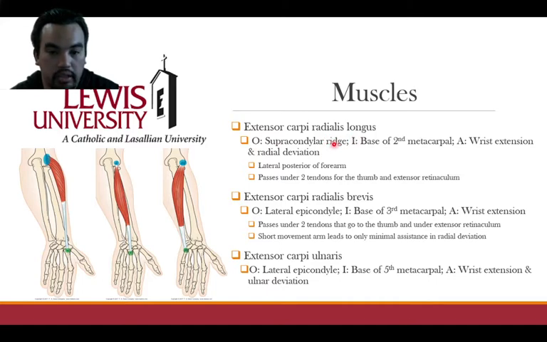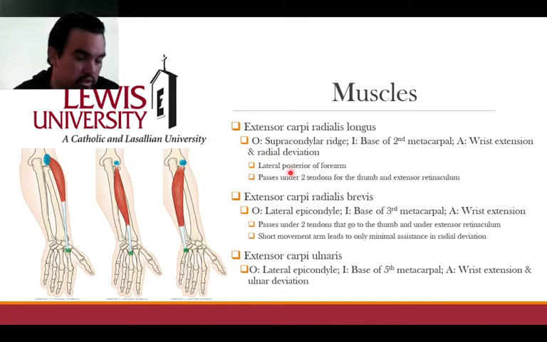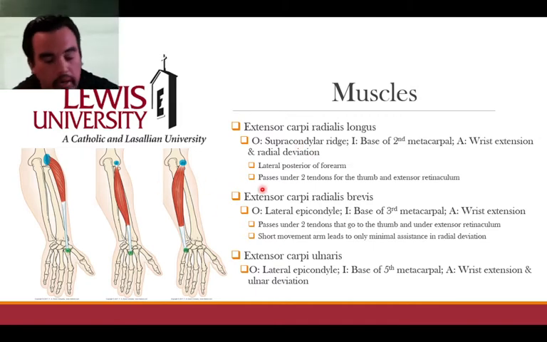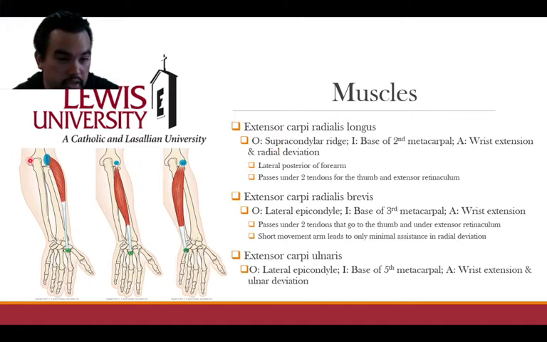Extensor carpi radialis longus originates at the supracondylar ridge and it inserts on the base of the second metacarpal. So you see it right here. It provides wrist extension and radial deviation. So we know it's on the lateral aspect of that elbow because it does wrist extension. And remember those rules I showed in the last elbows video, where any muscles that originate on the outside of the elbow really help with extension, and the medial work on flexion. It passes under two tendons for the thumb and the extensor retinaculum as well. So sometimes you can get some thumb issues if this guy gets a little tighter and inflamed.